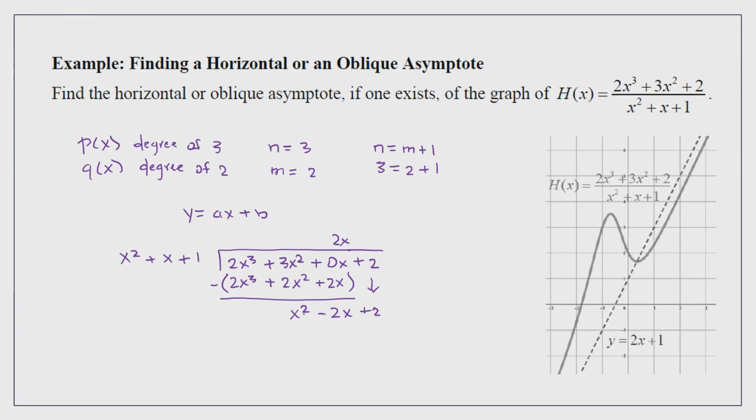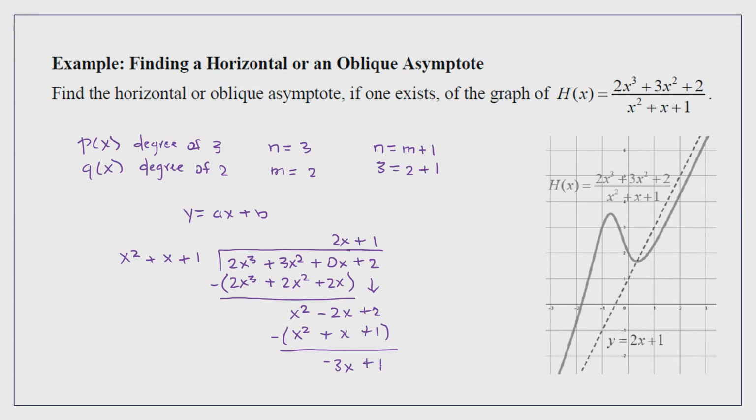Now I'm going to divide x squared by x squared, and that's going to get me 1. So 1 times x squared is x squared. 1 times x is x. 1 times 1 is 1. So I'm going to subtract this polynomial. x squared minus x squared is 0. Negative 2x minus x is going to be negative 3x. Then I have 2 minus 1, which is positive 1.